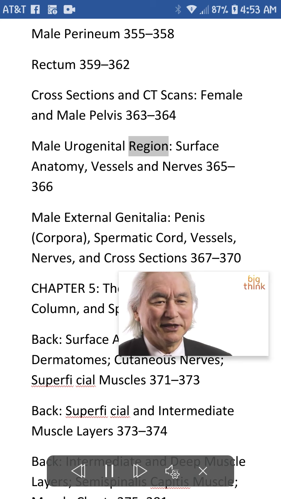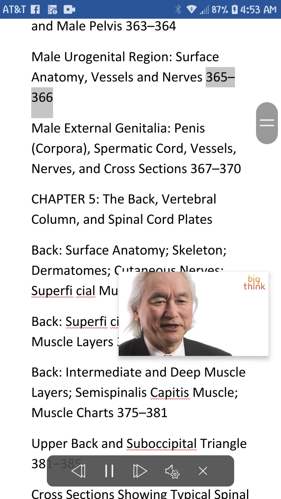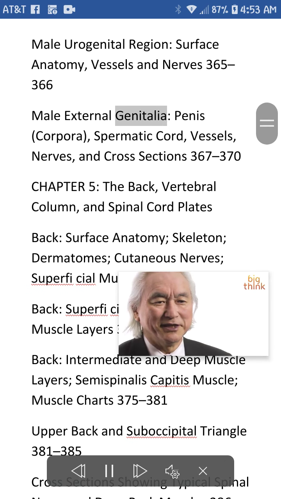Male urogenital region, surface anatomy, vessels, and nerves, 365 to 366. Male external genitalia, penis, corpora, spermatic cord, vessels, nerves, and cross sections, 367 to 370. Chapter 5, the back, vertebral column, and spinal cord plates.